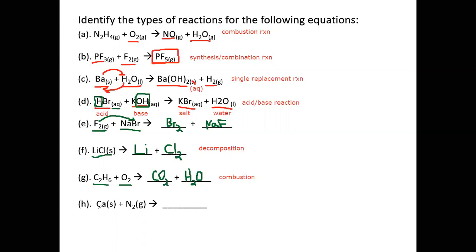And finally, in our last example, we have calcium plus nitrogen, which gives us one product. The fact that it gives us one product means that this is a synthesis reaction. Now, when you write the one product, you have to write it correctly. Here we know that calcium is a solid, but as an ion, calcium is +2. And nitrogen here is a gas, but as an ion, nitrogen is -3. So the formula for this should be Ca3N2. Again, you have to write the correct formula of the product.